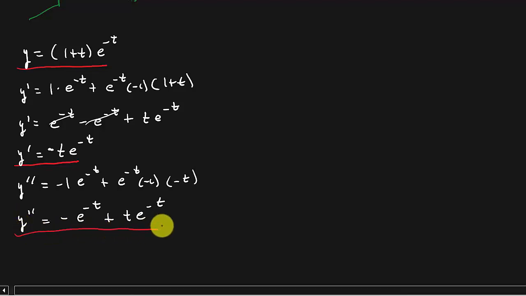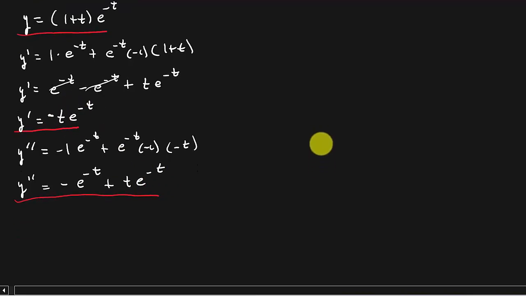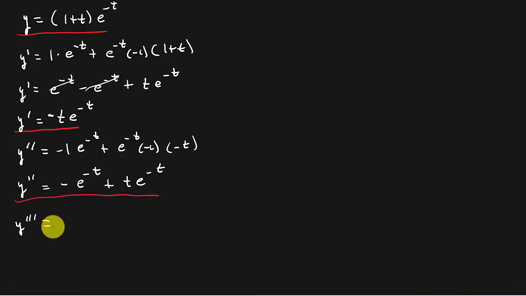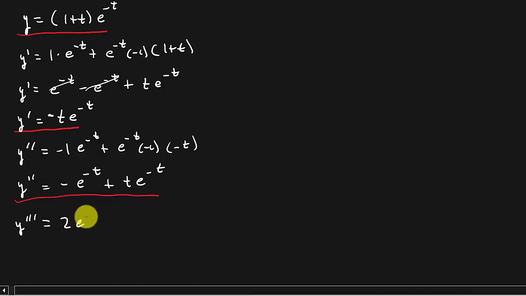Now, hopefully you get the idea. We're going to have to take the derivative of this, plus the derivative of this, and this is going to be product rule, just like what we did here. So I'm not going to go through working all that. We're just going to write these down. Y triple prime is equal to 2e to the negative t minus te to the negative t.